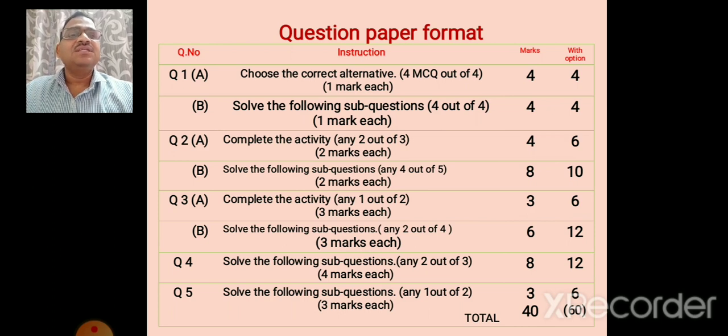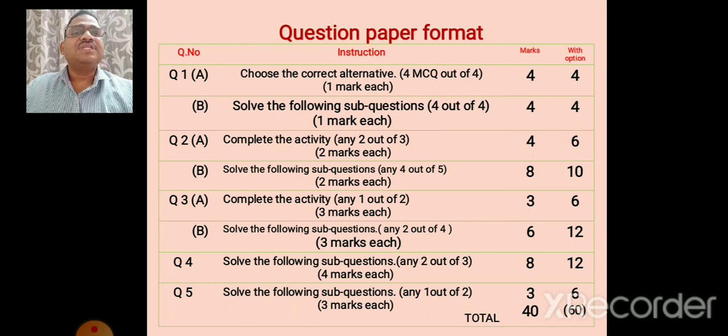And question number 3B, solve the following sub questions, any 2 out of 4. That is, you have to give 4 sub questions and you have to solve only 2, 3 marks for each. That is, question number 3B is for 6 marks and total marks for question number 3 is 3 plus 6, that is 9. Then question number 4, solve the following sub questions. You have to give 3 sub questions and you have to solve only 2, 4 marks for each. That is, question number 4 is for 8 marks. Question number 5, solve the following sub questions. You have to give 2 sub questions and you have to solve only 1 sub question, 3 marks for each. That is, question number 5 is for 3 marks.